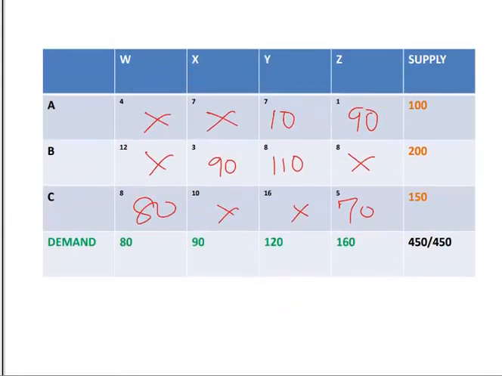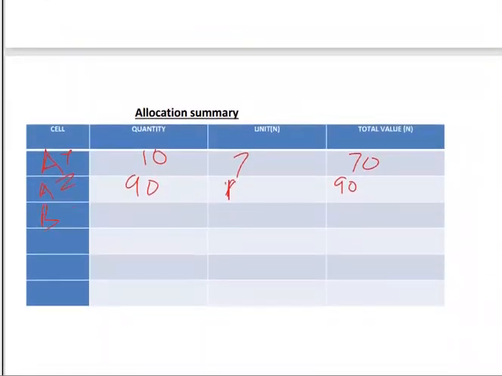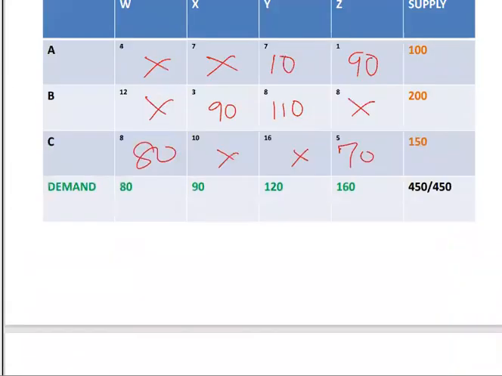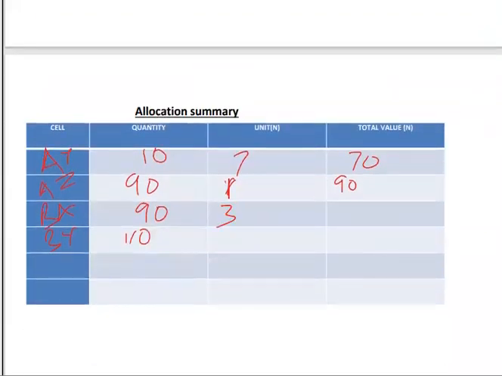We have BX and BY: 90 and 10. BX is 90, and what is the cost? It is 3 and 8. This will give us 270 and 80.